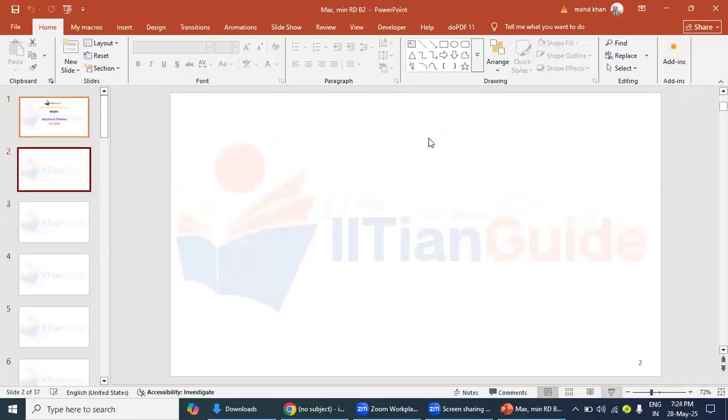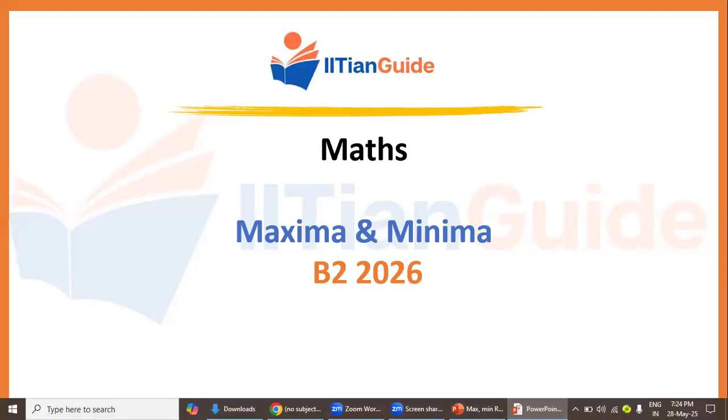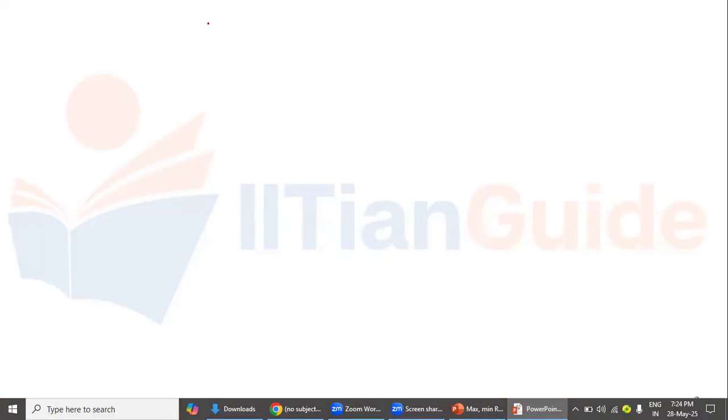Maxima minima. पहले पढ़ा है कभी? नहीं पढ़ा. Do you have any idea or not? Please reply. Do you have any idea on this chapter or not? Okay. Maxima minima. Yes, sir.